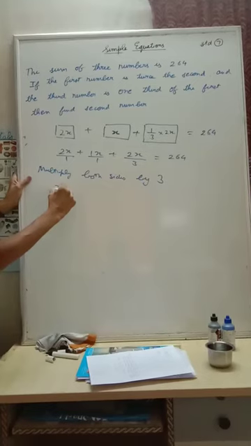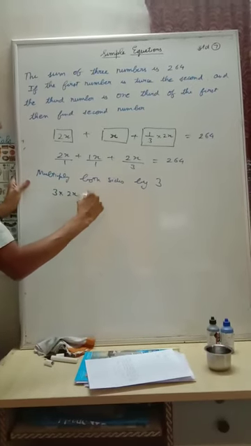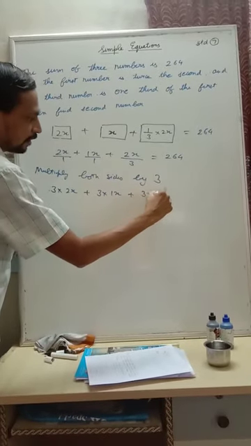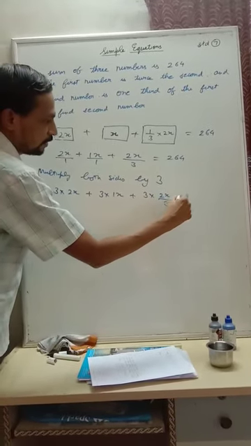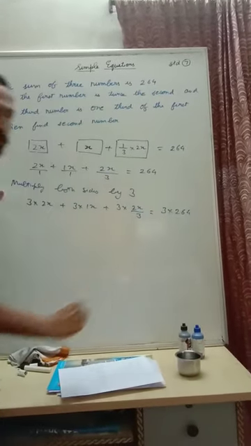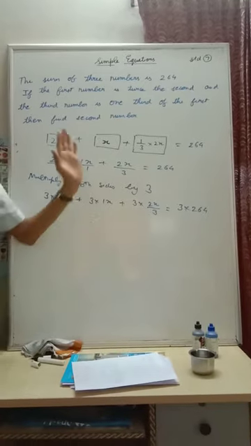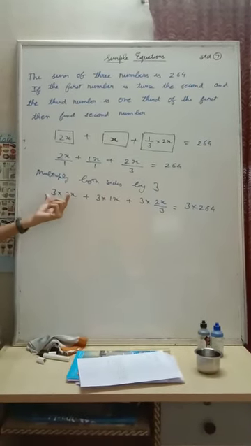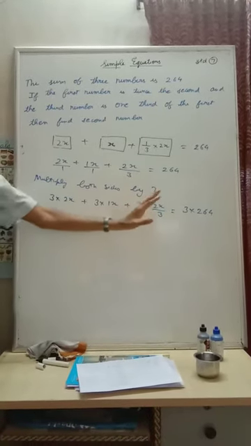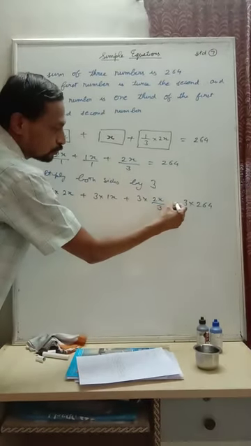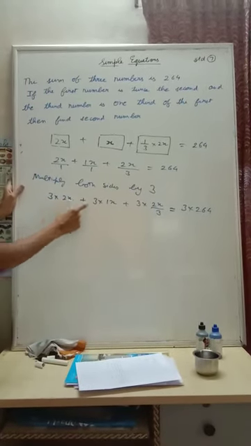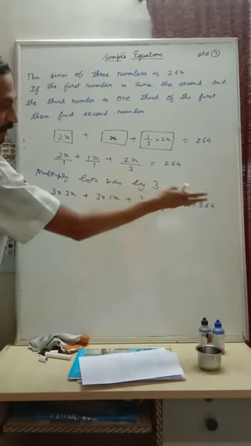So it will be 3 multiplied by 2x plus 3 multiplied by 1x plus 3 multiplied by 2x upon 3 is equal to 3 multiplied by 264. Friends, remember this: whatever operations you are doing, you have to perform them in all the places, on all the left hand side terms and on the right hand side also. So I have multiplied each term by 3, on left and right hand side both.